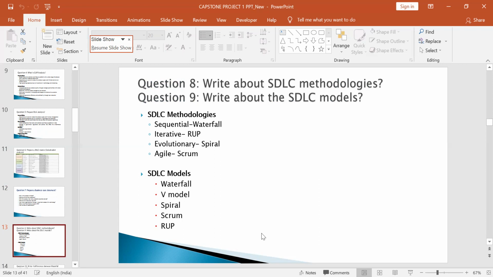And next, write about the SDLC models. So we follow the models, right? We have different types of models like waterfall, V model, spiral, Scrum and RUP. So we have to elaborate this also, like what is the waterfall model, what is the V model, what is the spiral, and the Scrum and the RUP. You have to give the generic answer to this question.